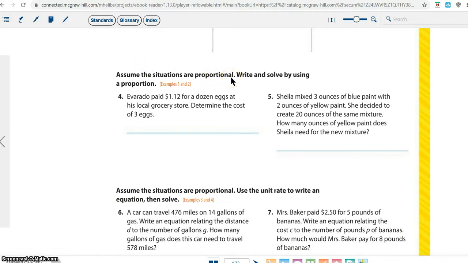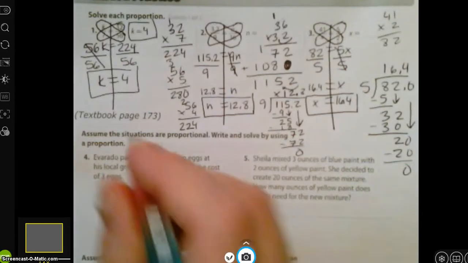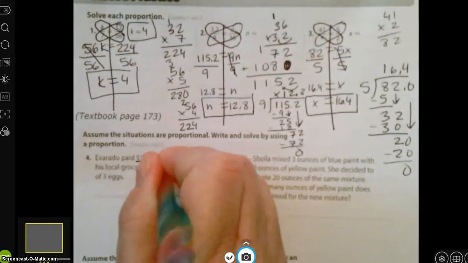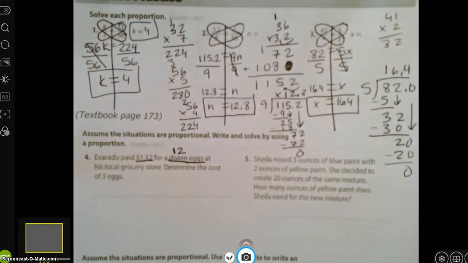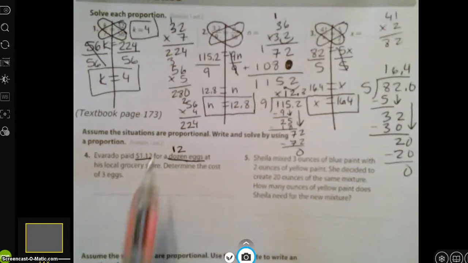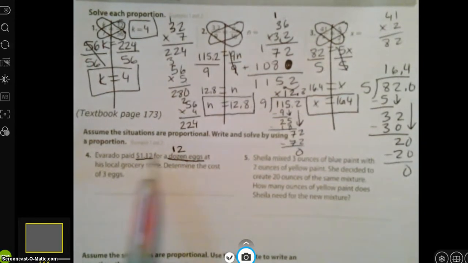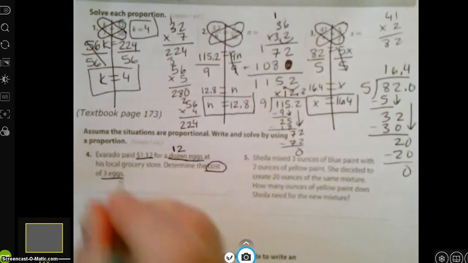Generally we can figure this out by how it's written. So Everardo paid $1.12 for a dozen eggs at his local grocery store. Determine the cost of 3 eggs. So let's mark on our problem here. Everardo paid $1.12 for a dozen eggs. So hopefully we know a dozen is 12. So this is a rate. We have two numbers with different units that are related. We want to know the cost of 3 eggs.